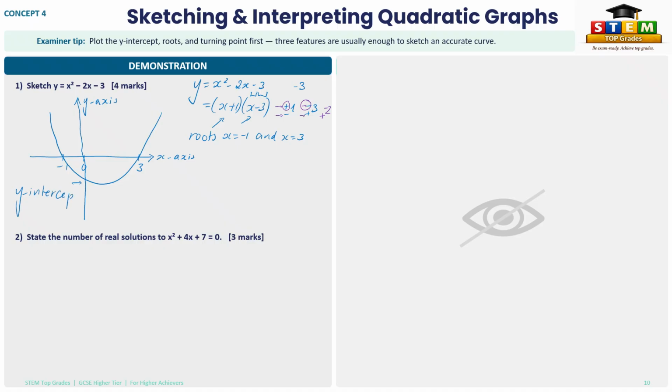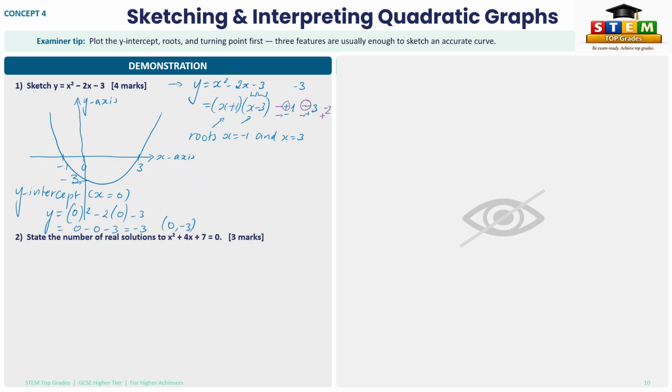So y-intercept is effectively when x goes to 0. Let's substitute x as 0 into the equation. So y equals 0 squared minus 2 times 0 minus 3. And that gives you 0 take away 0 minus 3, which is negative 3. And it's actually right because it's a negative value, negative 3. So (0, -3) is the intercept. So (0, -3) is the y-intercept.